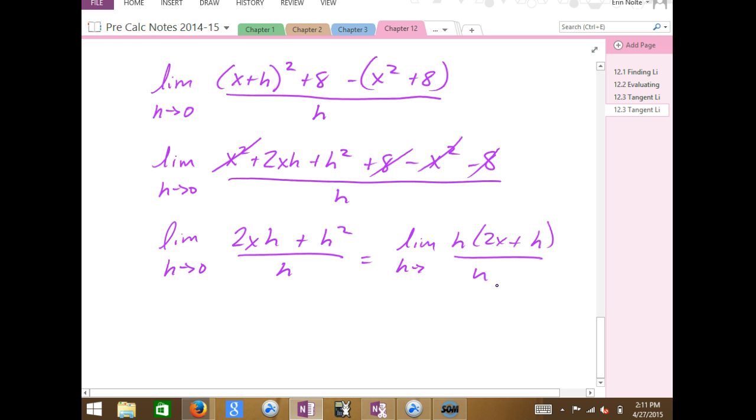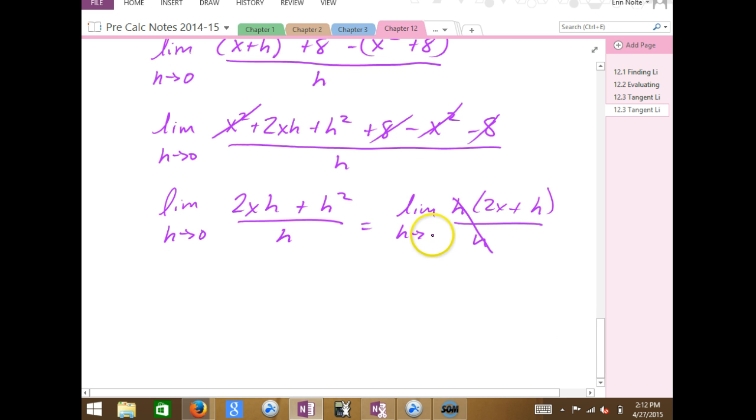Okay, now here comes the part where I can cancel. So at this point, I know that I've done this correctly. Okay, so if I plug 0 into the h, what am I left with? 2x. Okay, so the slope at any point is 2x. So to find specifically at 1, negative 1, the slope would be negative 2.